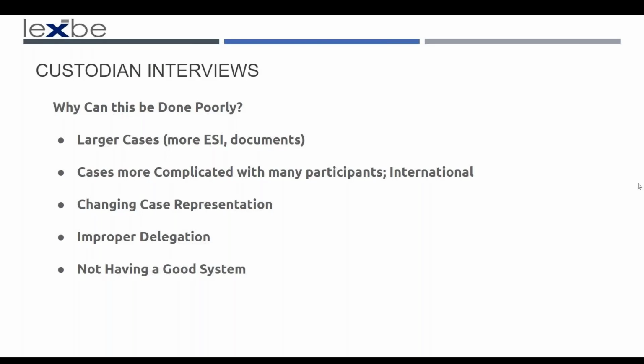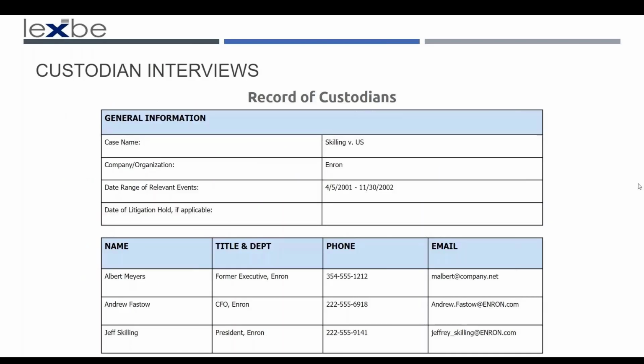Next, let's jump into the custodian interview forms. I'll go through these pretty quickly because we've got these at the end that you can download if you want to, but just go over the type of information. So one would be a record of custodians form, where you would start to put together just who are the custodians who you think have information, and this will go into data mapping. As usual, we use Enron data because that's publicly available in a complex commercial case, showing things like the range of events, when the hold was issued, etc.